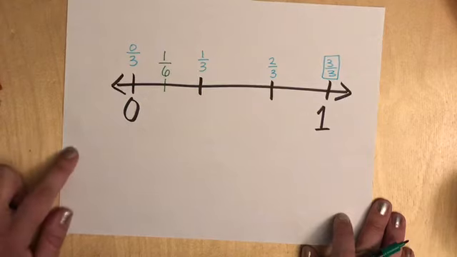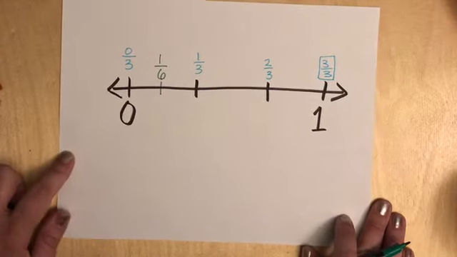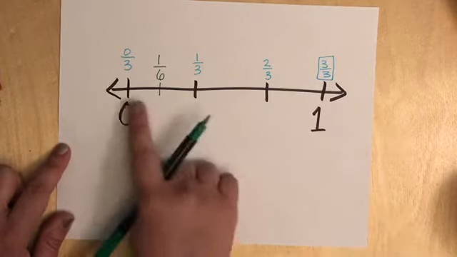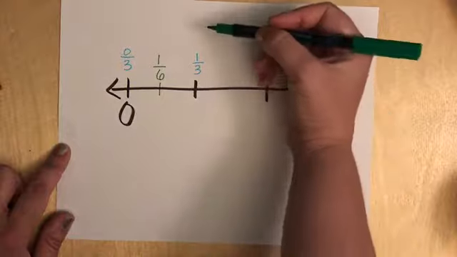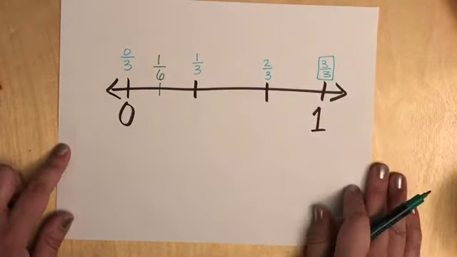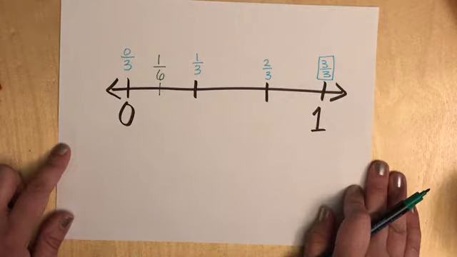Can you label the rest of the sixths on here? Go ahead and try, press pause and press play, but here's my hint to you. After you divide the number line in sixths, you might need to write one of the sixths on the same line as one of the thirds. So go ahead and try it, press pause and press play when you're done.